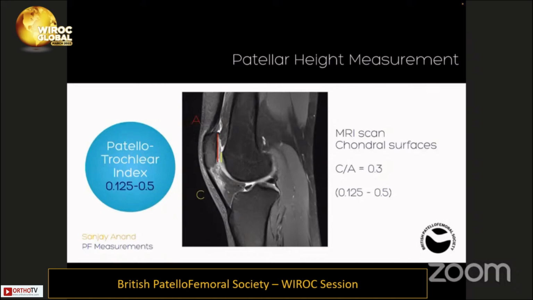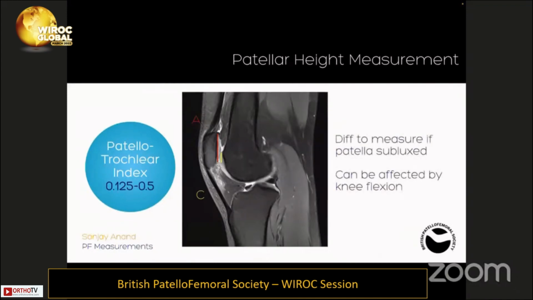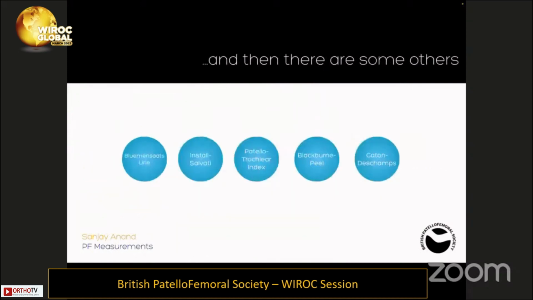So if you've only got 12.5%, if it's less than that, that's patella alta. If it's 50% or more, that defines patella baja. And it's probably the only test that really looks at that patellofemoral joint and the articulation of the cartilage surface, which does make it very useful. But it still has a little bit of work to do because it can be affected by knee flexion. And of course, if your kneecap is subluxed or dislocated out to the side, it can be quite difficult to measure. So those are the ones that we've covered on the talk today.